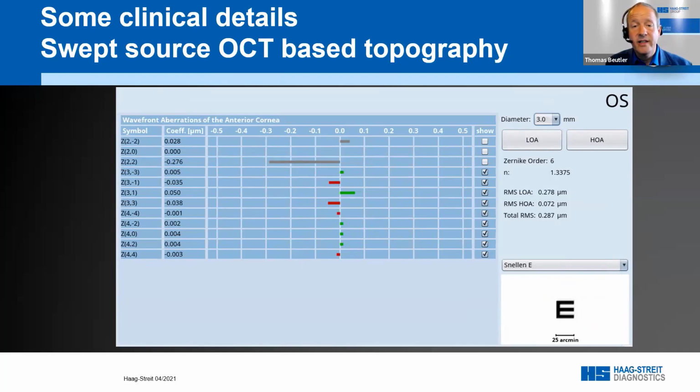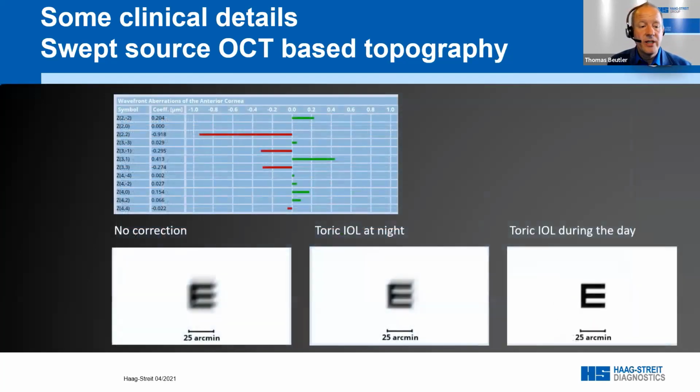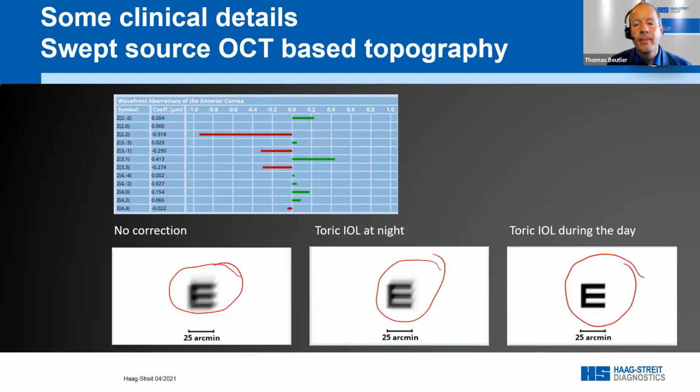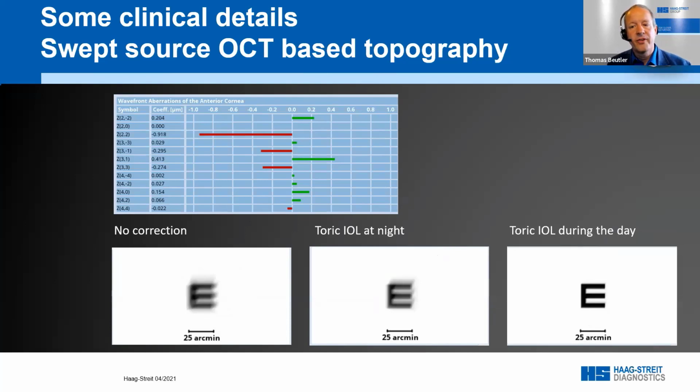So that's what we see here, this can easily be used in the communication with the patient. So we see on the left, that's without correction. That's with a toric at night. That's with a toric at day. This helps you also to then go and maybe do an upsell of a patient that might have gone just for a standard spherical IOL instead of a premium implant.